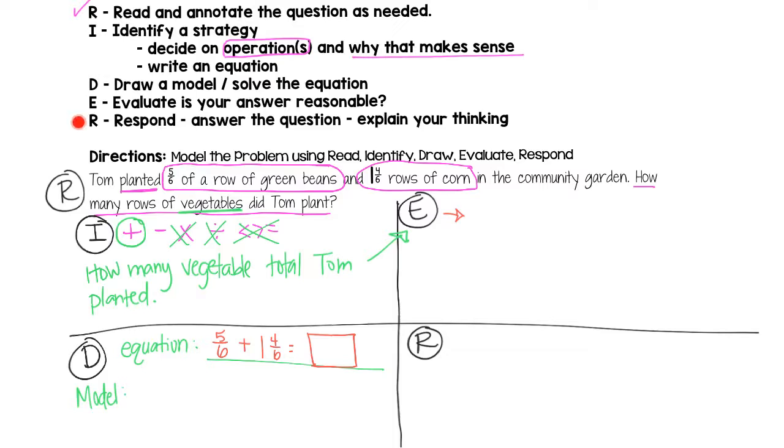And then last, we're going to respond. Answer the question and explain your thinking. The question is, how many rows of vegetables did Tom plant? So here we need to restate the question. How many rows of vegetables did Tom plant? Tom planted rows of vegetables. Go ahead and write your response here. Pause the video so you can do that.